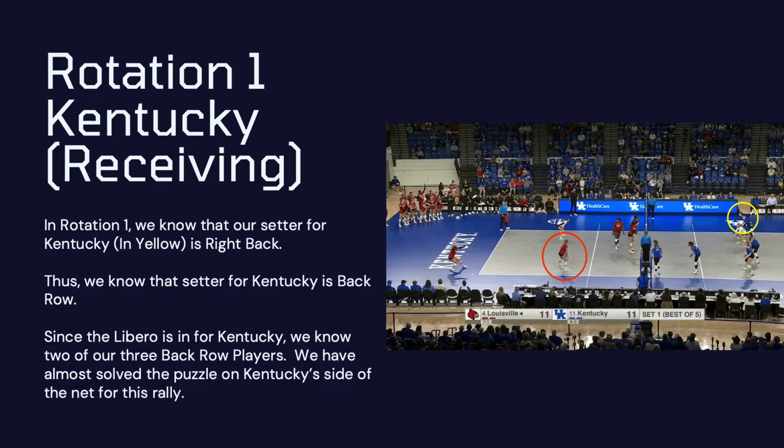Let's look at Kentucky in serve receive in rotation 1. In rotation 1, we know that our setter for Kentucky, circled in yellow, is the right back. So again, we know that the setter for Kentucky is back row. Since the libero is in for Kentucky, guess what? We already know 2 of our 3 back row players, our setter and our libero. We have almost solved the puzzle on Kentucky's side of the net in this rally as far as who our back row players are.